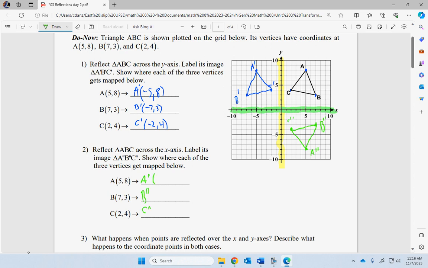A double prime, when we go over the x-axis, is at 5, negative 8. B double prime over the x-axis is at 7, negative 3. And then finally, C double prime is at 2, negative 4.